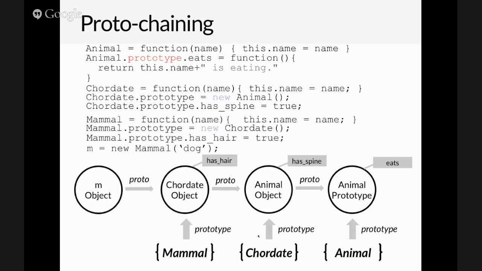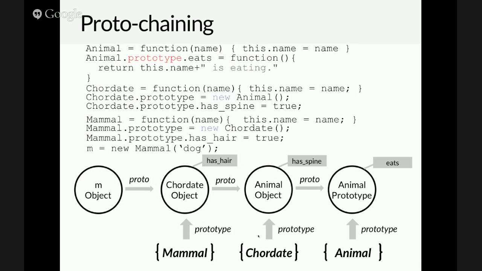Okay, now you may have noticed there's one kind of glaring flaw in this. In the constructors, we're repeating ourselves. Animal equals function name, this.name equals name. Coordinate equals function name, this.name equals name. Same thing for mammal. This is kind of unnecessary, a little bit verbose.